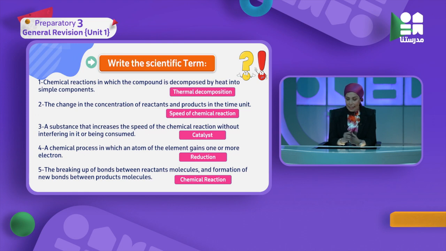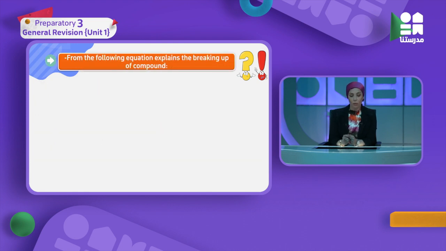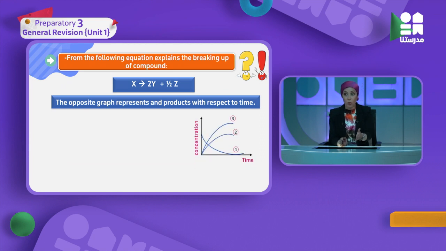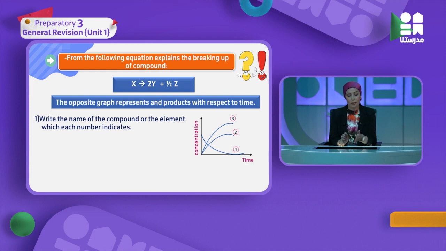طيب let's see هنا another type of question. Look to the following equation. هنا بيقول لي x تديني 2y plus half z. The opposite graph here represent products by time. طيب وبيسألني هنا مديني جراف ومديني equation وهيسألني عليها شوية أسئلة، والسؤال ده بيجي على طول. أول حاجة بيسألني write the name of the compound or elements which the number indicated.